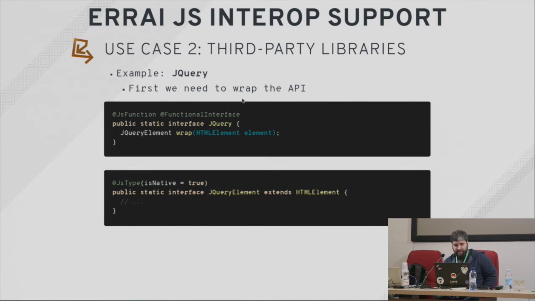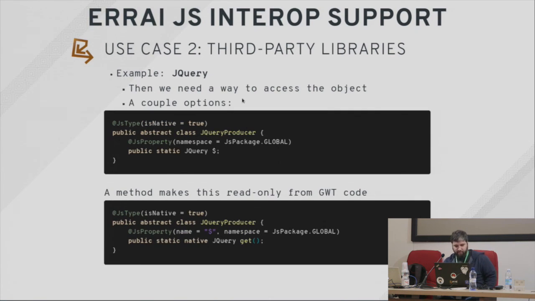So the first thing is that you need some kind of JS interop wrapper. Since we don't have a JS interop generator yet, this is a snippet of a handwritten wrapper. And you can see that there's a JS function that represents the jQuery function. And it just has this single wrap method that returns a jQuery element, which is another JS type where we would define all of the methods that are on an enhanced jQuery element.